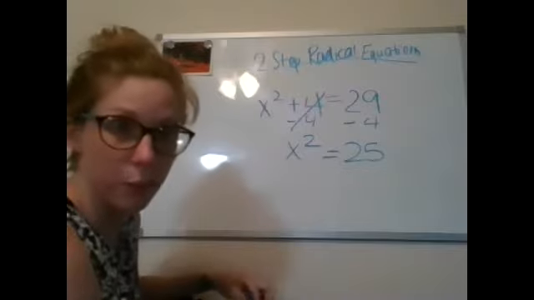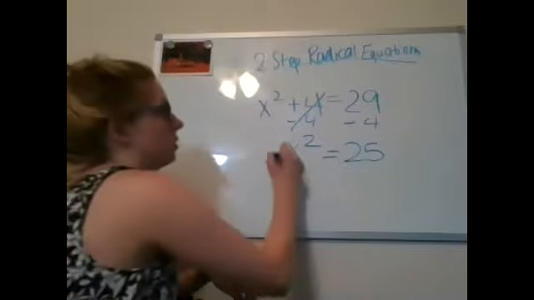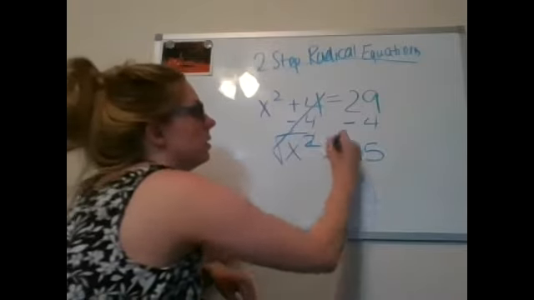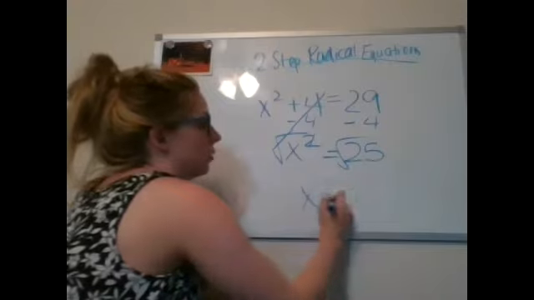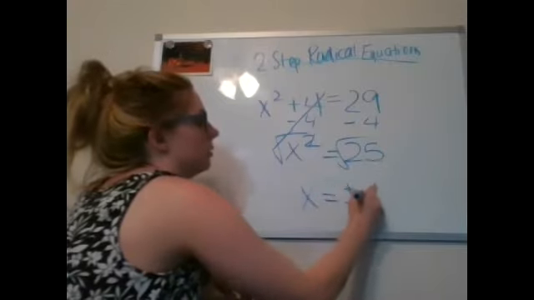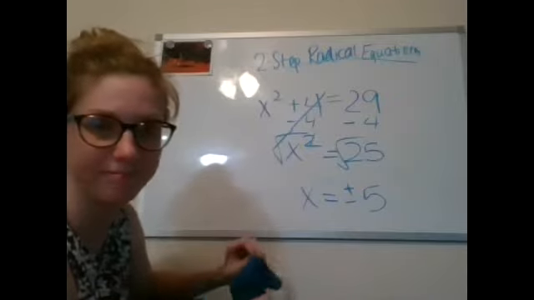Now we can do the step we're used to doing, and we can take the square root on each side. If we do it on this side, they cancel. We do it over here, we get that x equals plus or minus 5. And that's all. Okay?